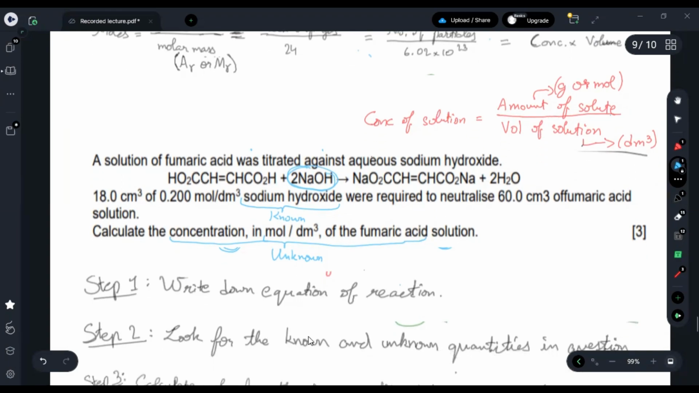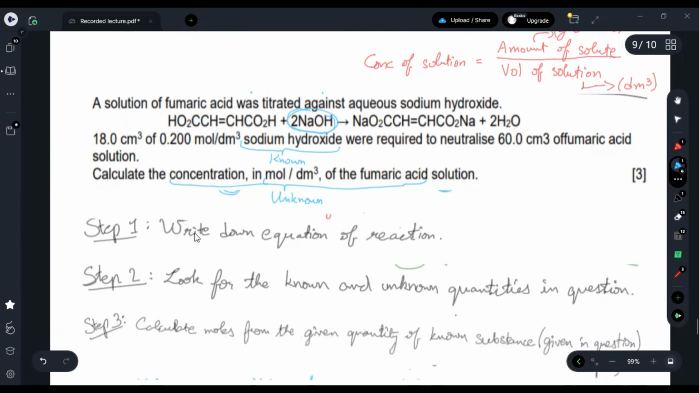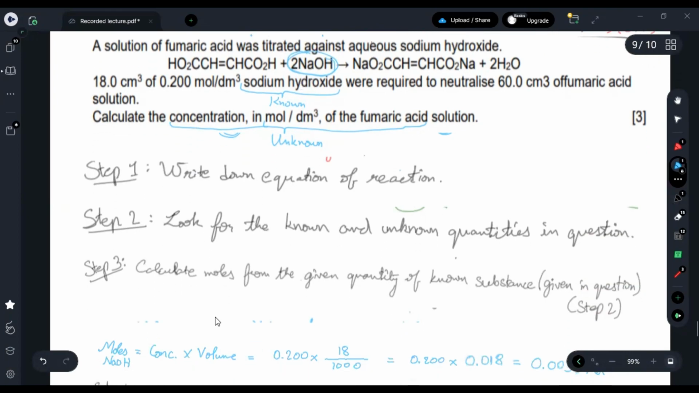So step number two is done. We know what is known. Sodium hydroxide is known, and we have to find fumaric acid, the concentration. Step number three says to calculate the moles from the given quantity of known substance. So the known substance is sodium hydroxide. We are going to calculate the moles. Here is the moles of sodium hydroxide equal to concentration multiplied by volume. The same formula which I showed you above.